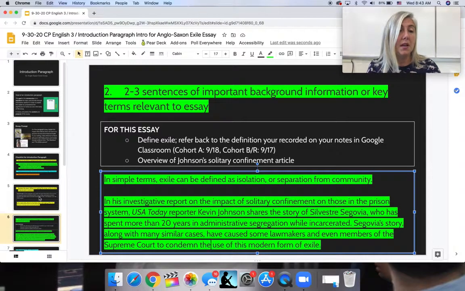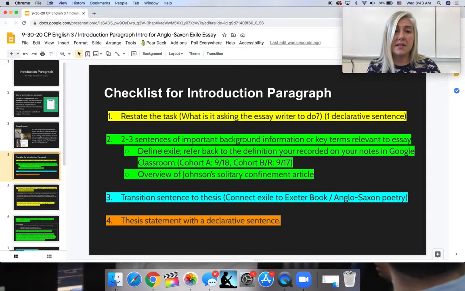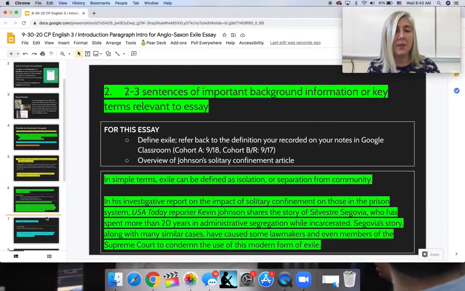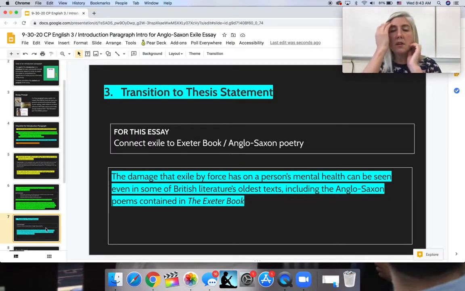Okay. All right, back to my list. So I just did the screen part. Step 3 says I need a transition sentence to my thesis. Okay. So in this case, I need to connect now what I've brought up about exile by force and this article on solitary confinement to what we've been studying in class and what the rest of the prompt asks me to include evidence from, and that's Anglo-Saxon poetry.